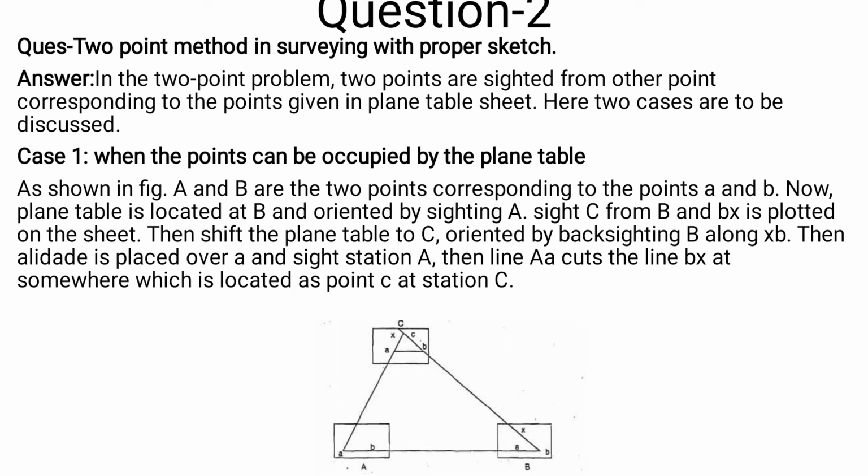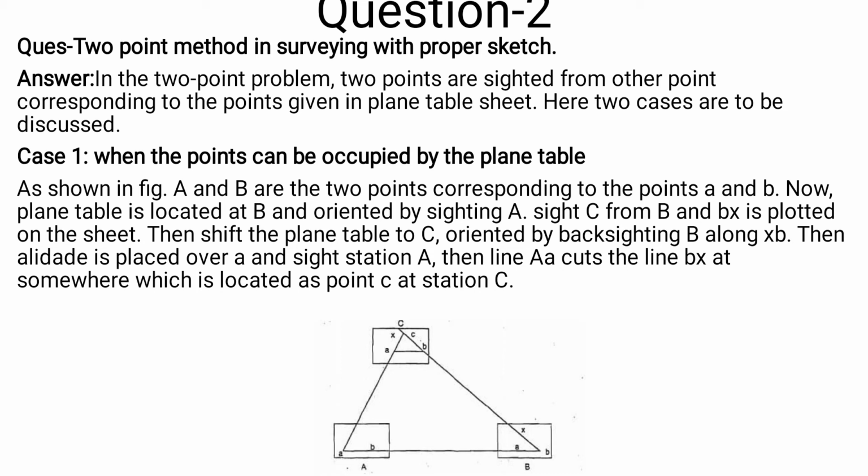Case 1, when the points can be occupied by the plane table. As shown in the figure, capital A and capital B are the 2 points corresponding to the points small a and small b. Now, plane table is located at capital B and oriented by sighting capital A. Sight capital C from capital B and small bx is plotted on the sheet. Then, shift the plane table to capital C, oriented by backsighting capital B along x small b.